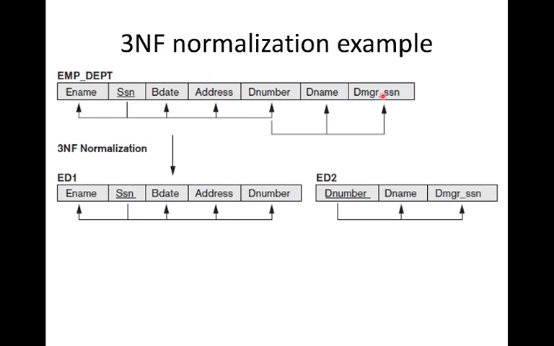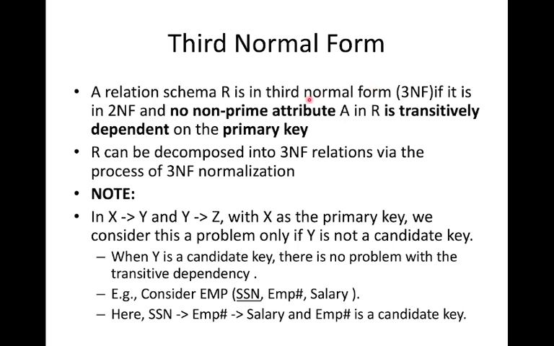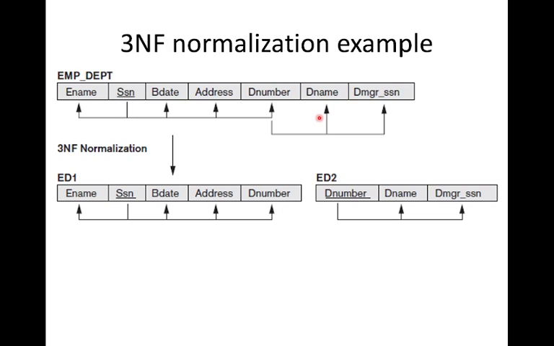We have a table like this. Now we have already seen this example. There is transitive dependency. Here the primary key is SSN. So the non-prime attributes are E name, birth date, address, D number, D name, and D manager SSN. So as per definition, no non-prime attribute should be transitively dependent. So E name to SSN, there is no transitive dependency. Birth date to SSN, there is no transitive dependency. Address to SSN, no transitive. The D number to SSN, also no transitive.